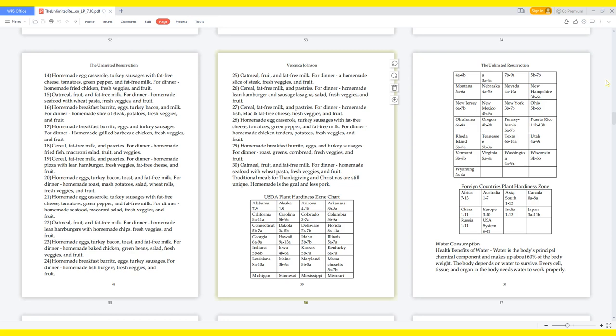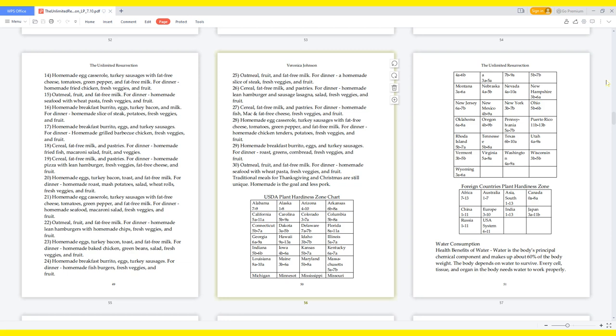20, homemade eggs, turkey bacon, toast, and fat-free milk. For dinner, homemade roast, mashed potatoes, salad, wheat rolls, fresh veggies, and fruit. 21, homemade egg casserole, turkey sausages with fat-free cheese, tomatoes, green pepper, and fat-free milk. For dinner, homemade seafood, macaroni salad, fresh veggies, and fruit.